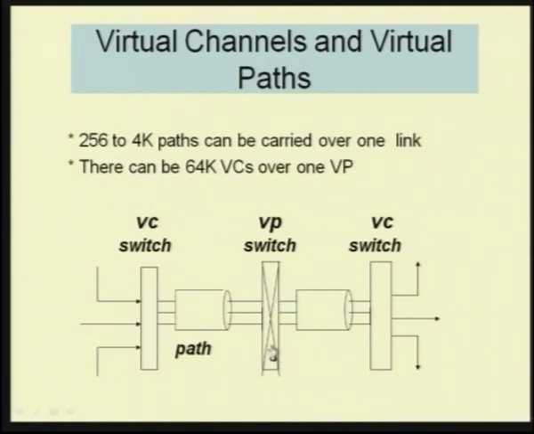Then you have a VP switch here where the path switching would take place. That is, the path identifier would be changed, indicating that now it is going on a different virtual path. And then you have a virtual channel switch again. So, you would have combinations of VC switches and VP switches, and depending on whether it is a VC switch or a VP switch, either the channel will be switched or the path information will be switched. Let us take an example and see exactly what we mean by VP switching and VC switching.